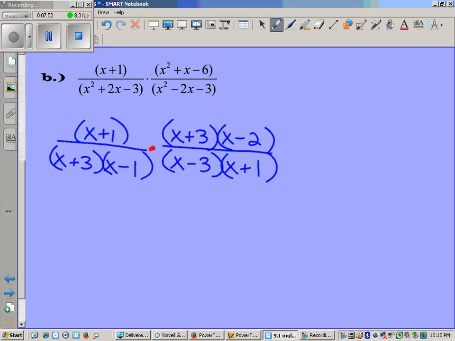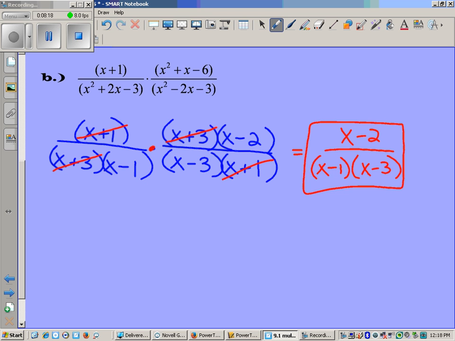So what whole groups can I reduce? It looks like here that I have an x plus 1 group and an x plus 1 group. I have an x plus 3 group with an x plus 3 group. Is there any other group on top that can reduce with any other group on bottom? Doesn't look like it, right? So what do I have left on top? I have an x minus 2. On bottom I have an x minus 1 and an x minus 3. I can't reduce any whole group on the top with any whole group on the bottom, so that would be my final answer. Okay? So anytime I'm multiplying, my first step is to factor everybody, using your rules for factoring from yesterday, and then reduce anything on top with anything on bottom.